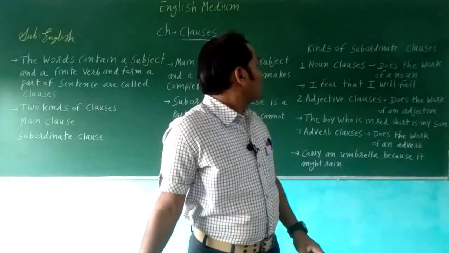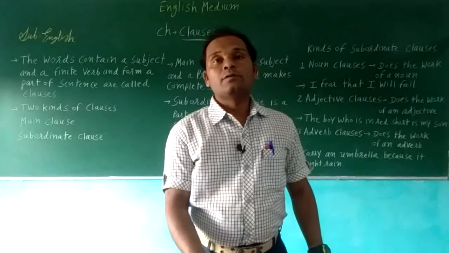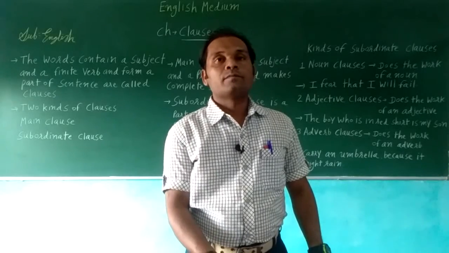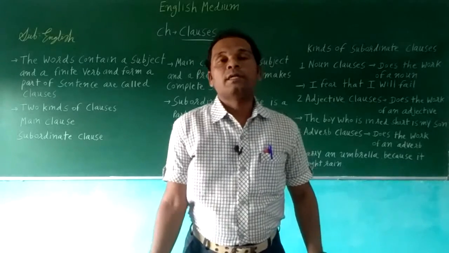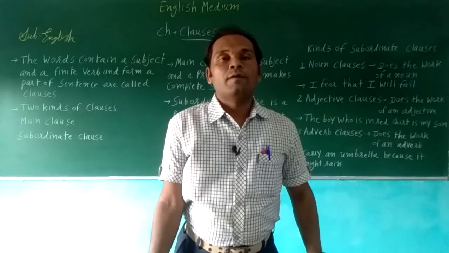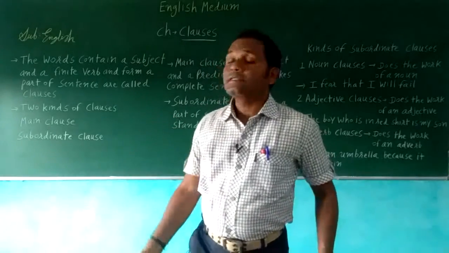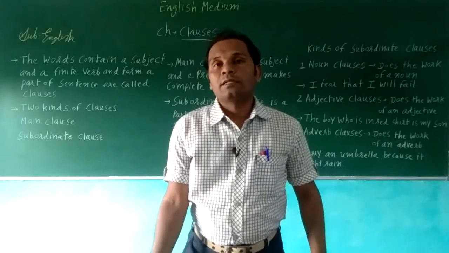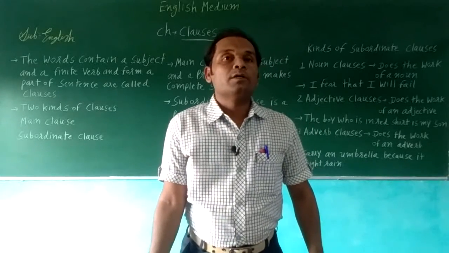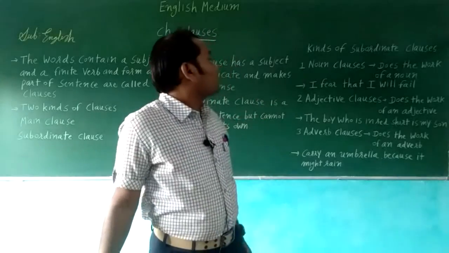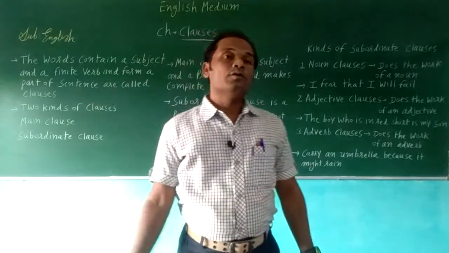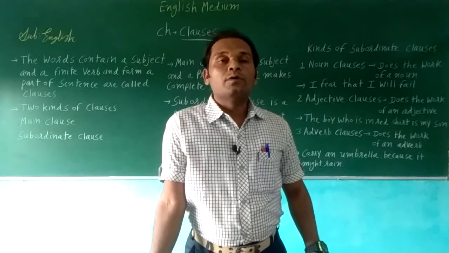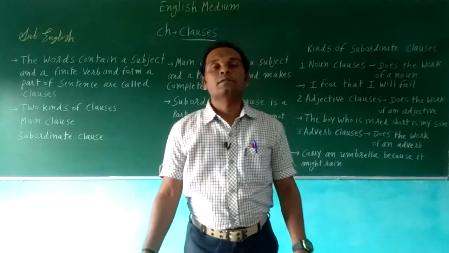So there are three main clauses: noun clause, adjective clause, and adverb clause. I hope you understand this information well. These are the examples and definitions of clauses. There are two main kinds of clauses: main clause and subordinate clause, and in subordinate clauses there are noun clauses, adjective clauses, and adverb clauses. I hope you understand this well.